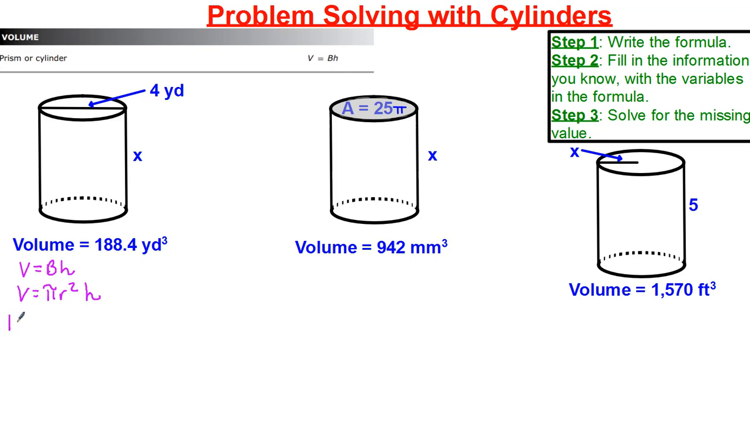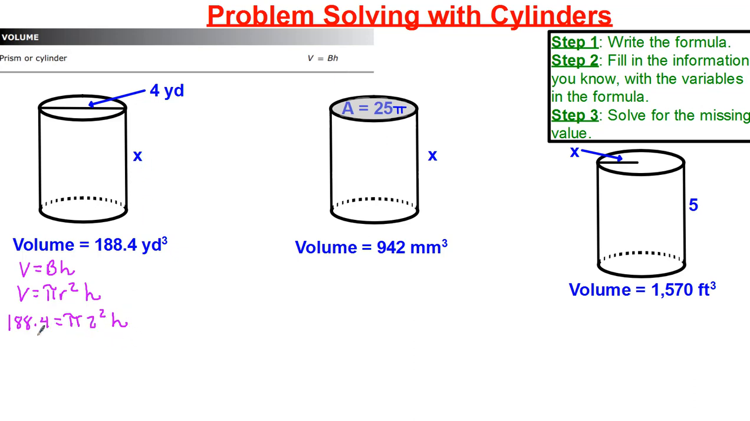So the volume is 144.4. Pi is just pi, so I'm just going to leave it as pi. We see that the diameter is 4, so that means the radius is 2. So this is going to be 2 squared. And then our height is what we don't know. So I'm just going to leave it as h. It has x here, but I'm just going to leave it as h.